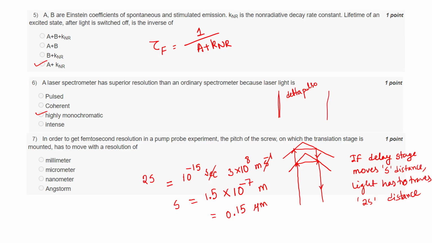I am saying that if you want to change 0.15 micrometer, the pitch of the screw should be lesser than a micrometer. Yes, sir, that's why I chose nanometer, the closest one to this. Maybe angstrom, but nanometer is the option. Then I have to discuss once with Professor Datta, because I don't think the pitch will move a nanometer. If it has to move a nanometer, we would be asking too much from a mechanical rotor.